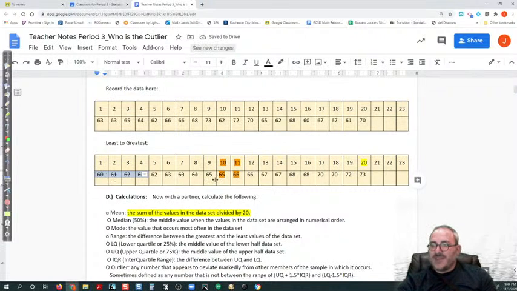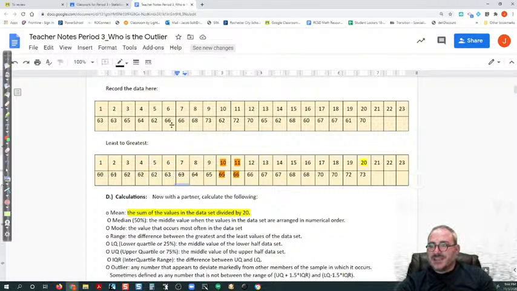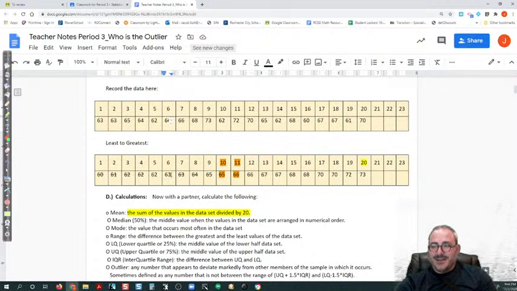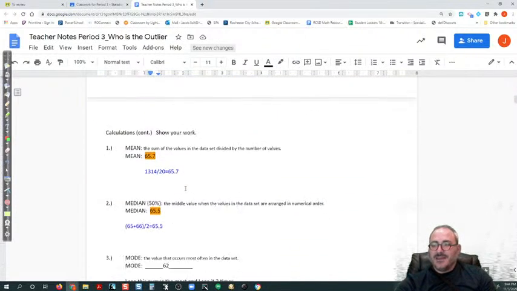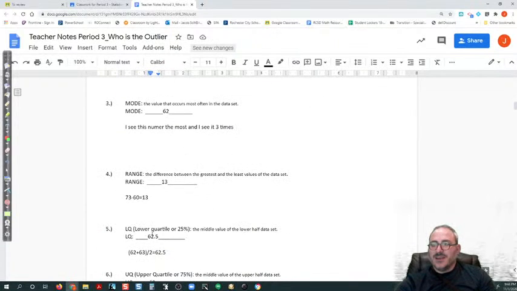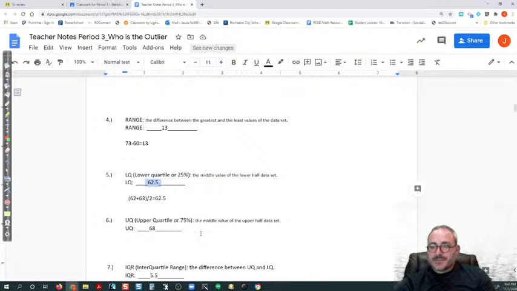So what happens if I take away the top 4 and the lowest 4, I end up with 2 numbers in the middle. I end up with 62 and 63, right? So just like median, when I have 2 numbers in the middle, I add them up and divide by 2. The quartile 1 is going to be 62.5. That's what goes in right here, 62.5. Take the 62 and the 63, add them together, divide by 2, you find that first quartile.